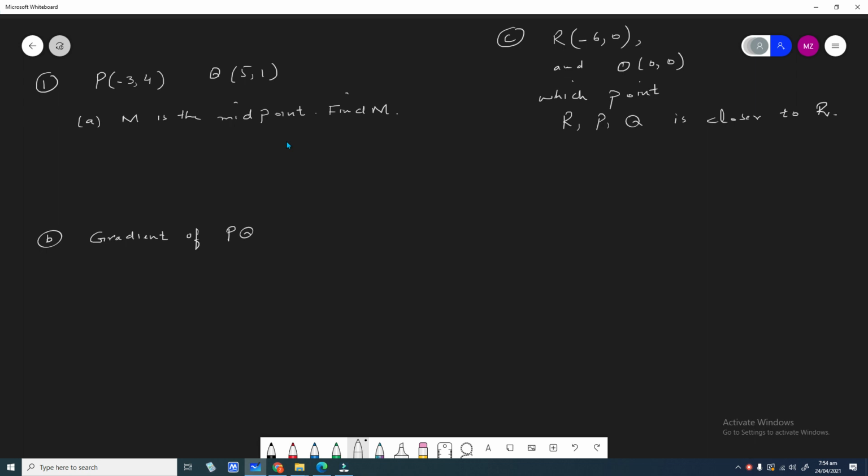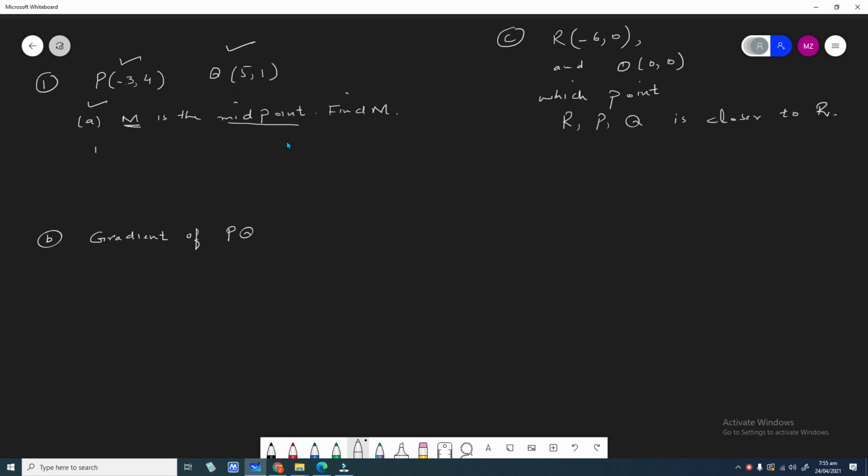In this question, we are given a point P and a point Q. P has coordinates -3 and 4, and Q has coordinates 5 and 1. In part A, we are required to find M, the midpoint of PQ, and we will be using the midpoint formula.